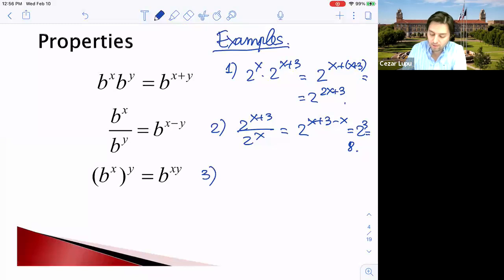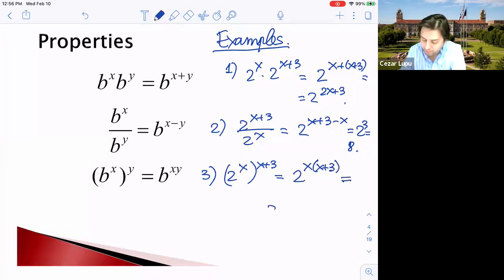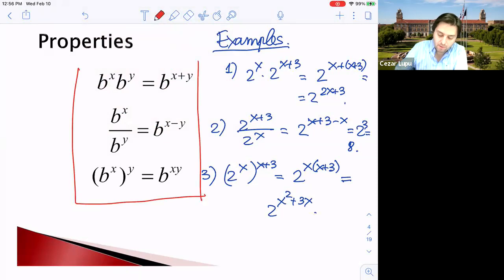And let's see the third one. Let's take 2 to the power x, everything to the power x plus 3. As you can see, I'm raising the exponential function to the x to some other power. The base will stay the same, and in this case, I'll multiply the exponents, so this would be 2 to the power x times x plus 3. And if you want, you can do some computations here. So it will be 2 to the power x squared plus 3x. So these are the main properties for the exponentials. I'd like you to keep these in mind. They're very important.